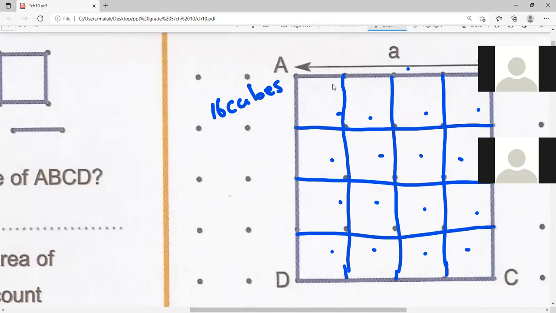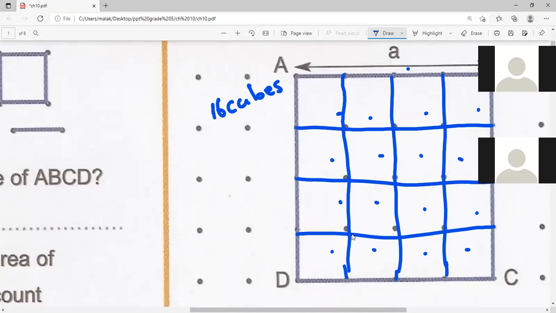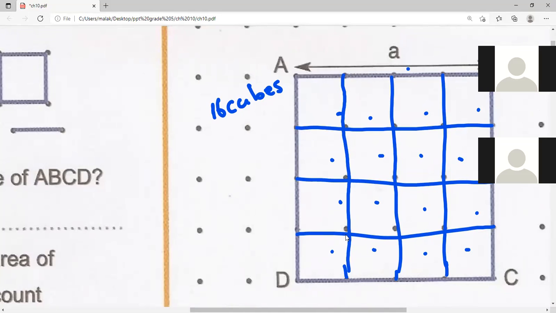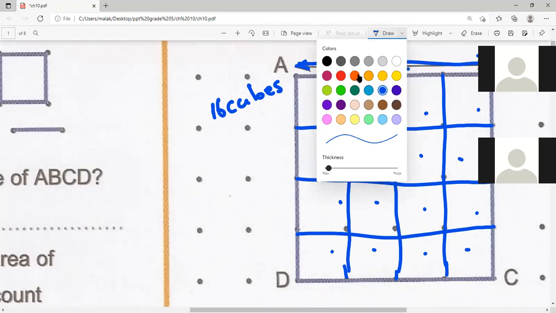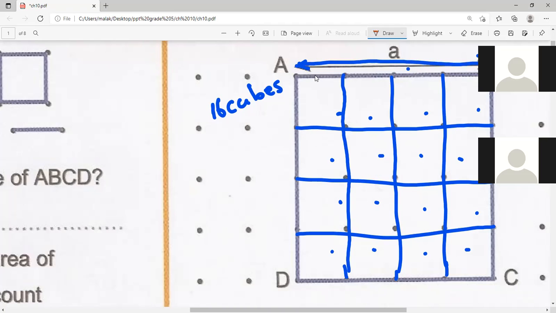Because the unit is this cube. 16 units. Now instead of counting the squares that are inside the square, look at the side here. What is the length of this side? How many cubes is this side formed of? 4. And this side also? 4. 4 times 4. Exactly, Ayman. Bravo, proud of you.